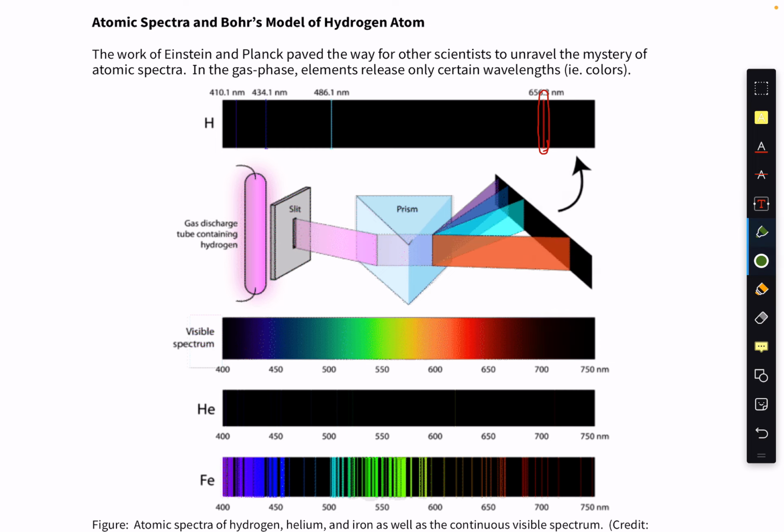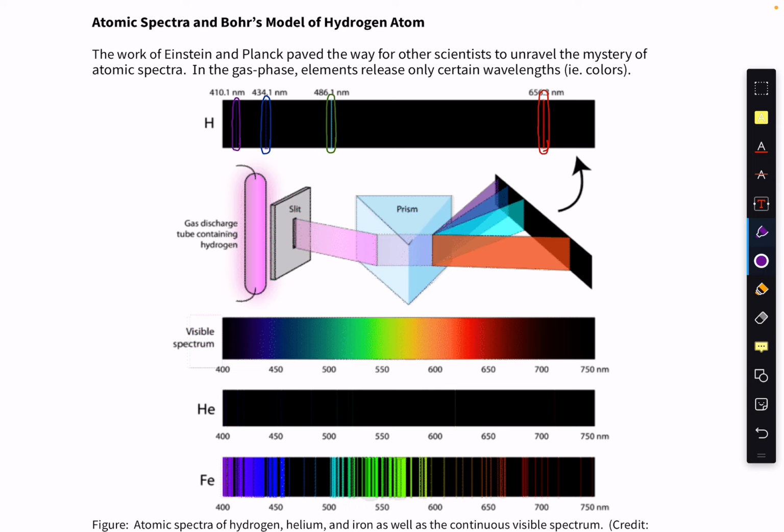I also get a very bluish green, a teal, aqua, blue-green color at 486.1 nanometers, which for reference I'm just going to call green for right now. I realize it's not as Crayola green as we might like, but I'm going to call it green. I also get a bluish-purple light, which I'm going to call blue for this discussion, at 434.1 nanometers. And finally, I get a really deep shade of violet, which I'm going to call purple, at 410.1 nanometers.